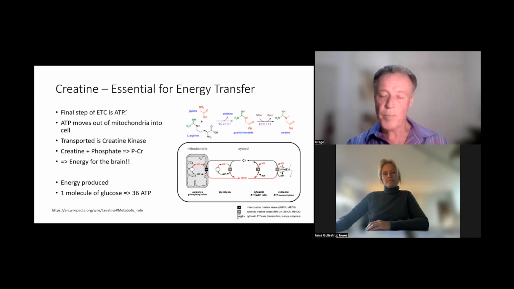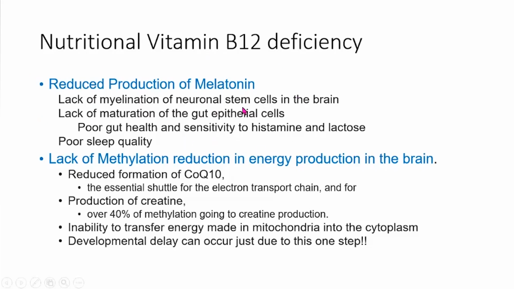So let's go through it. Vitamin B12 is involved in the production of melatonin. So if you have B12 deficiency, you get a reduced production of melatonin. And so therefore you get lack of myelination of these neuronal stem cells in the brain. You also have some associated problems that a lot of people with children with developmental delay will notice, and that is they can have some gut issues.